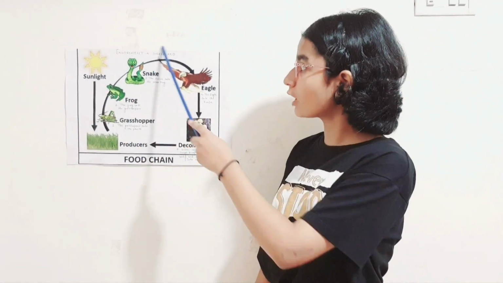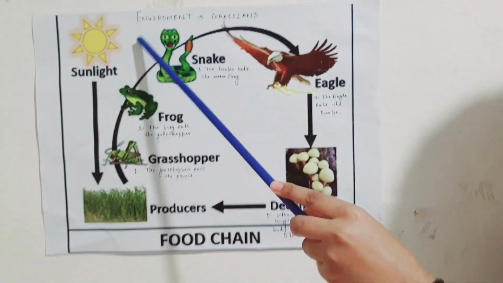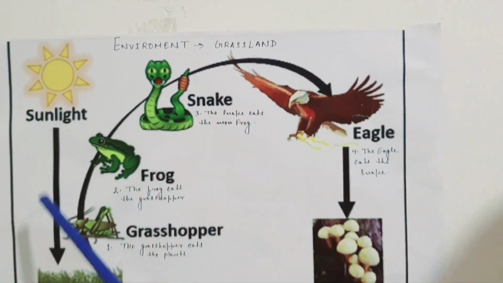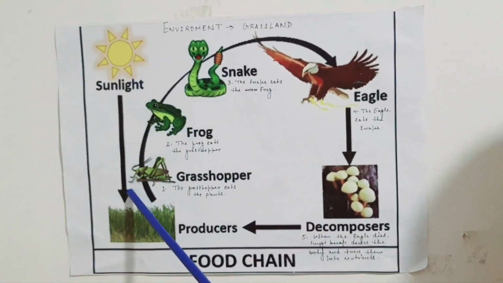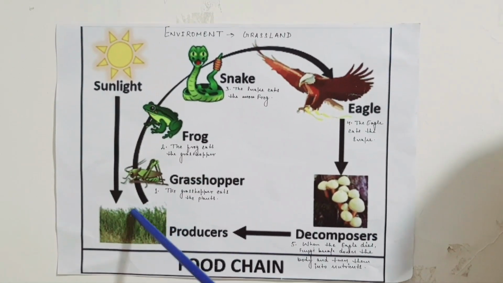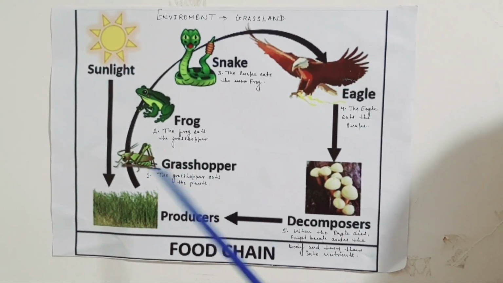Now we are going to talk about this food chain. There should be a particular environment for the food chain. This is a grassland. Plants get energy from the sun, then plants produce food. The grasshopper eats the plants.